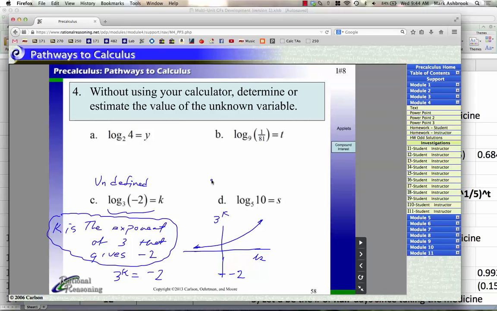And you can just read it left to right. The exponent of 3 that gives -2. So even the notation just allows you to read it left to right. The exponent of 3 that gives -2.